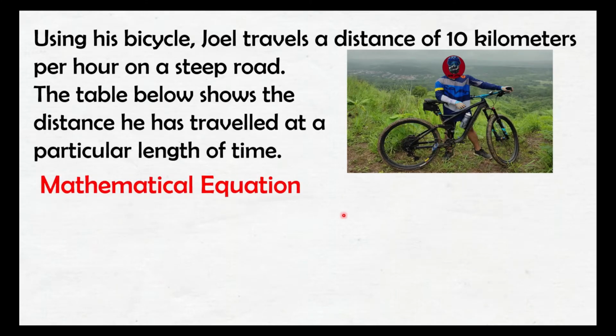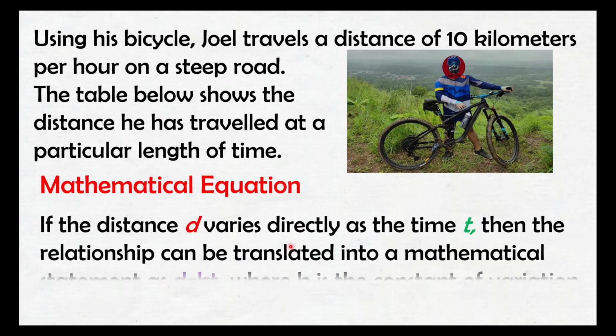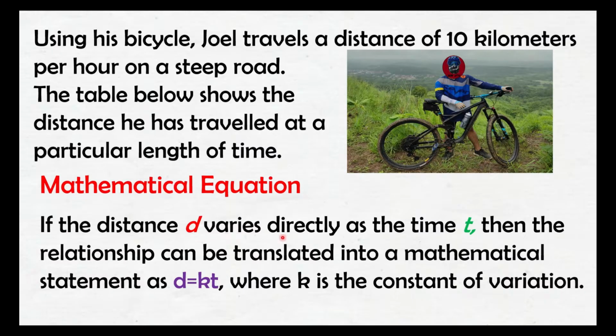Okay, so mathematical equation naman. So, same problem. If the distance d varies directly as the time t, then the relationship can be translated into a mathematical statement as d equals kt, where k is the constant of variation. So, na-discuss na natin dun sa previous slide, di ba? So, from variation statement, ita-translate natin siya into mathematical statement. So, d varies directly as t.